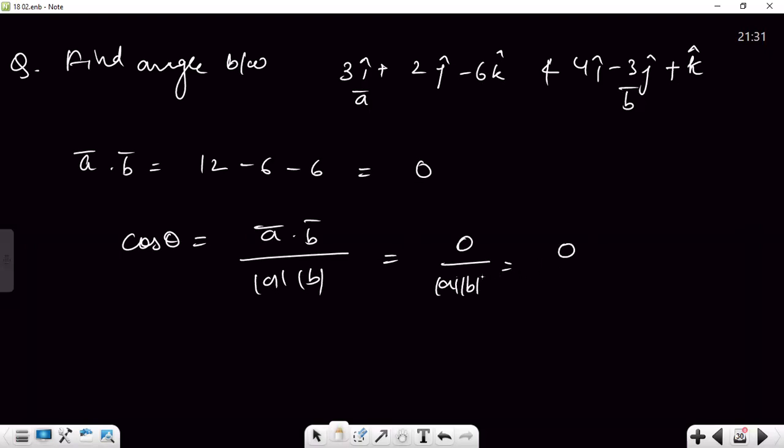So when is cos theta 0? When vectors are perpendicular, when theta is 90 degrees. Cos theta equals 0 can be written as cos 90 degrees. Cos cancels, theta is 90 degrees. So the angle between those two vectors is 90.